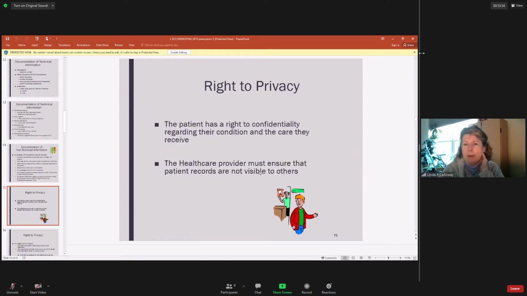The right to privacy. This is the HIPAA. They have a right to confidentiality regarding their condition and the care they receive. The healthcare provider must ensure that patient records are not visible to others. And let me give you an example of this.